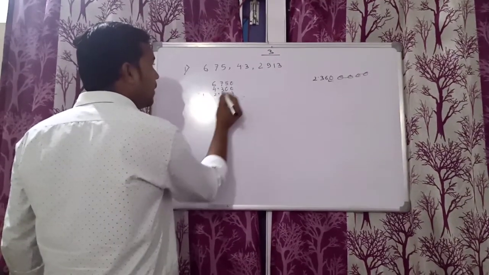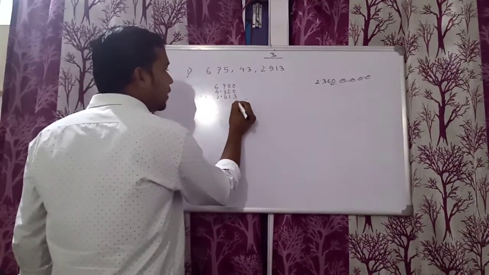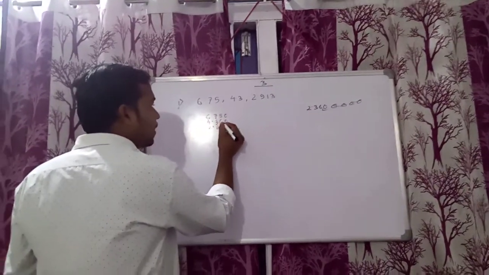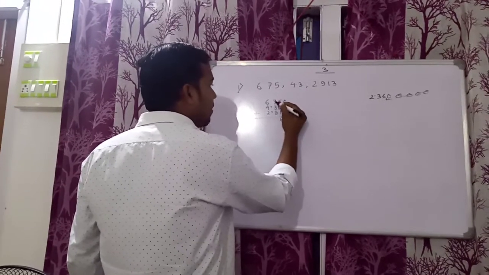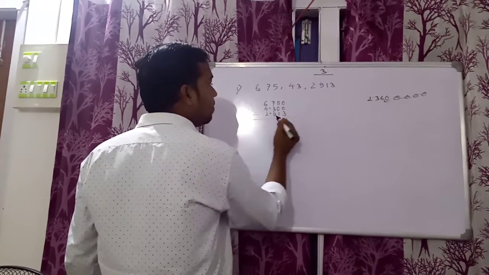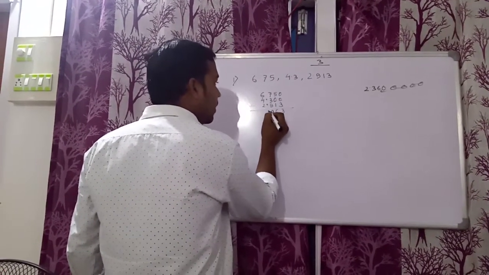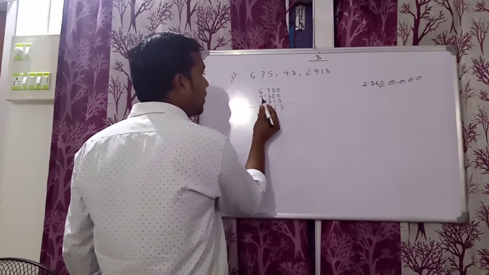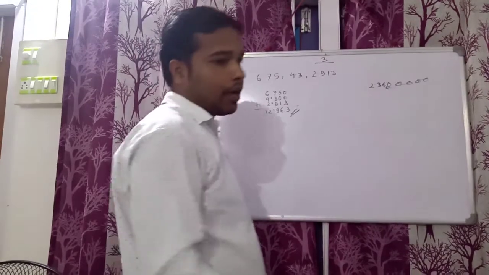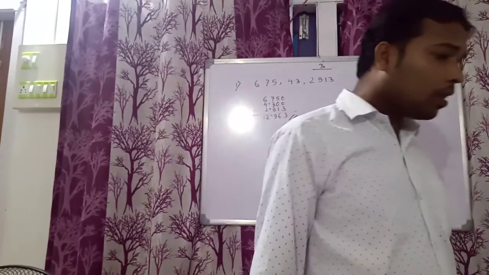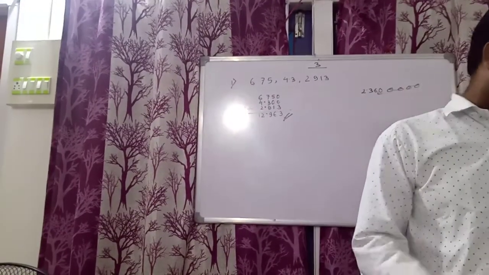Then you have to add it. 0 plus 3 is equal 3, then 5 plus 0 is 5, then plus 1 is equal 6, then 7 plus 3 is equal 10, 10 plus 9 is equal 19, then put point, 6 plus 4, 10, 10 plus 2, 12. This is your answer. Like this way you have to do question number 1. Then I think everyone can do.